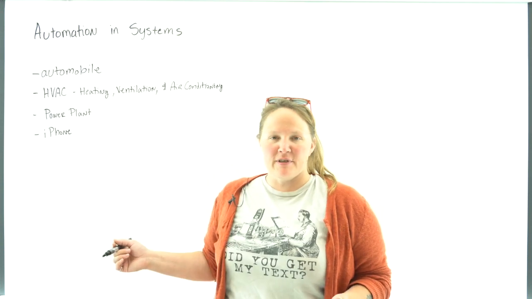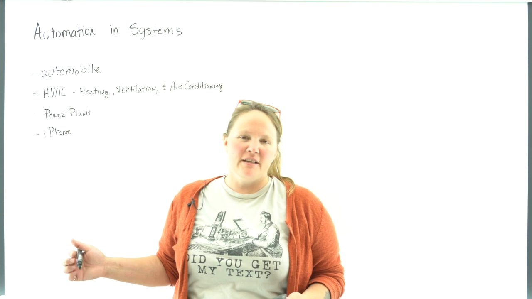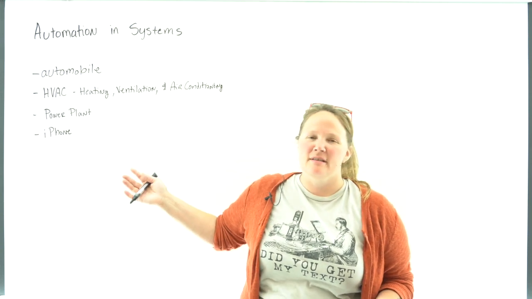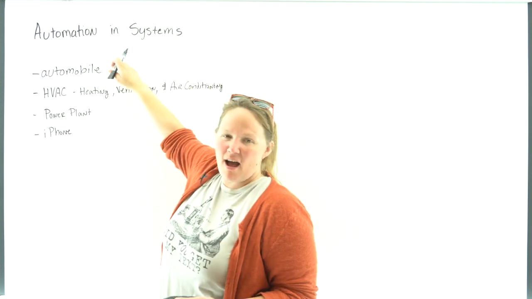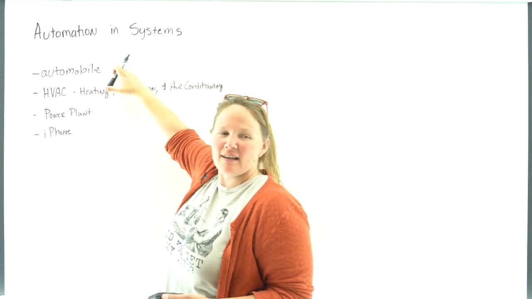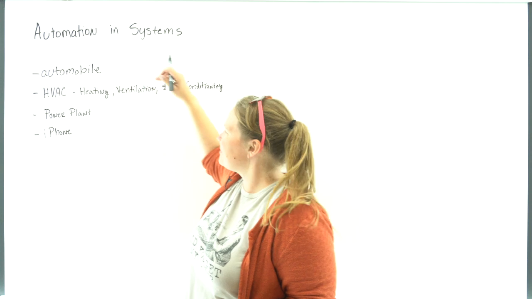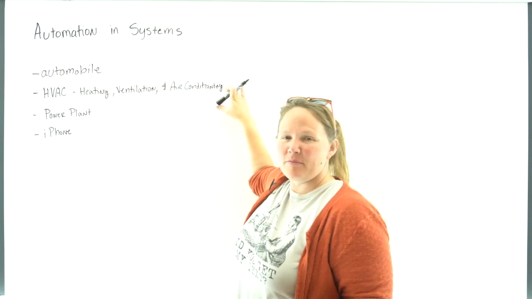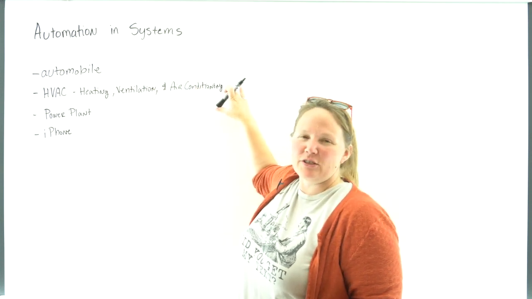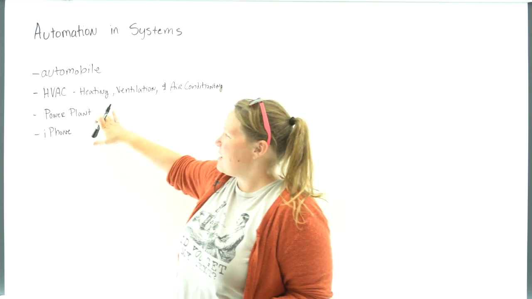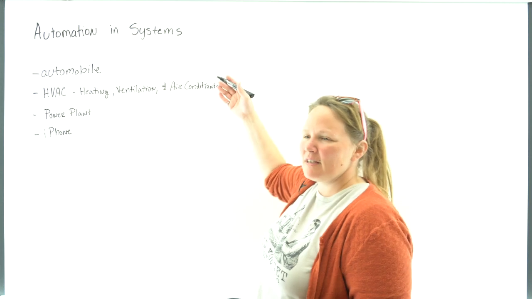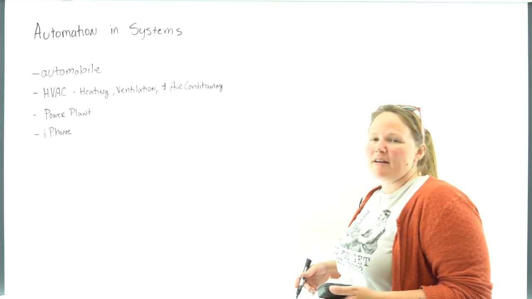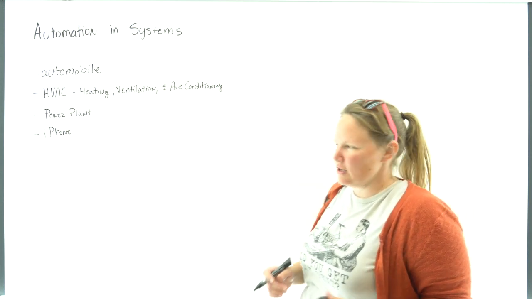So now that you've written your list down, here is a very short list of other systems that use automation. The automobile, which we'll talk a little bit more about in a minute. HVAC system, which stands for heating, ventilation, and air conditioning. A power plant, and an iPhone. All of these are systems which are automated using instrumentation.